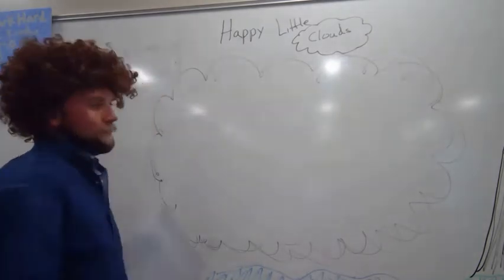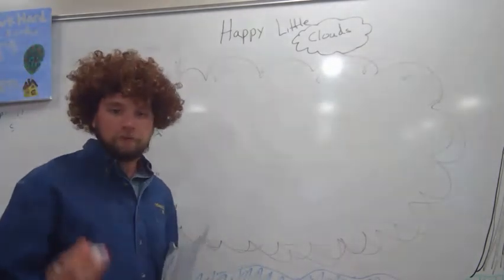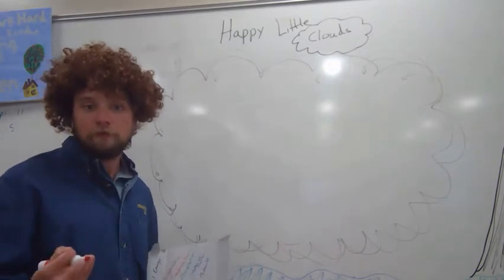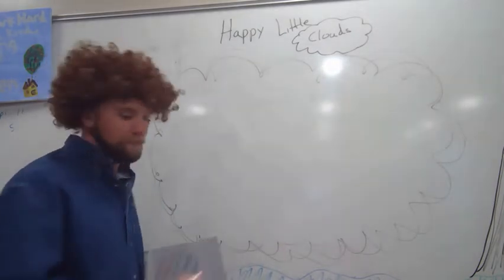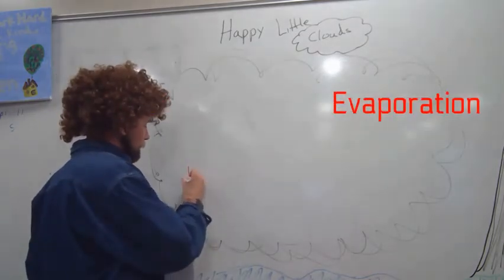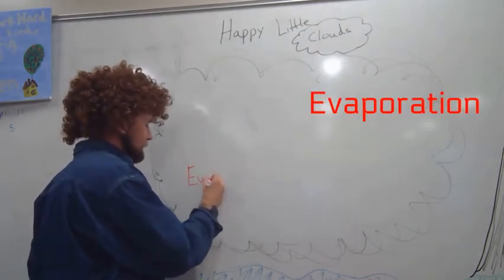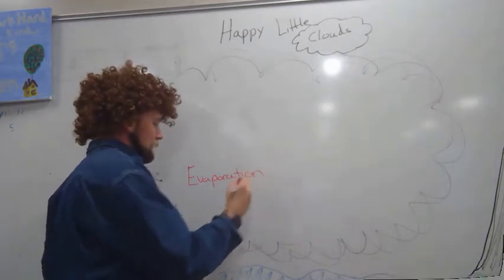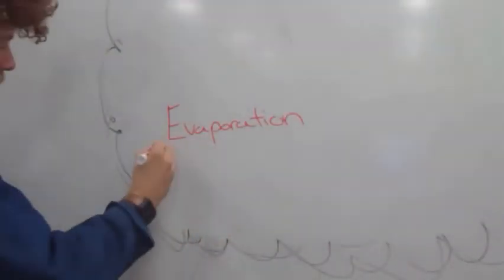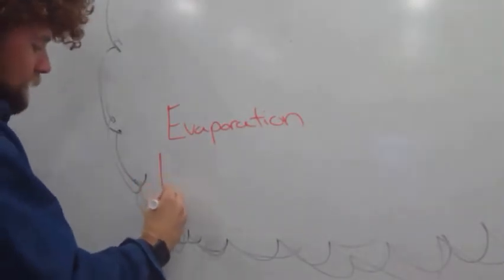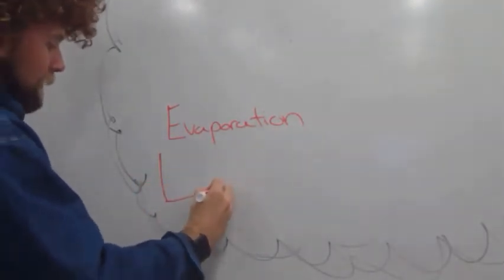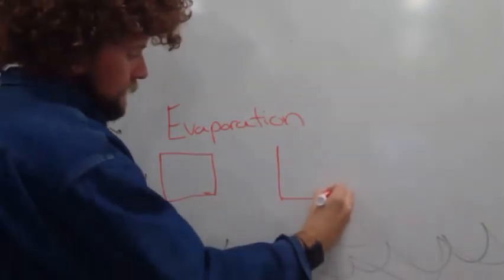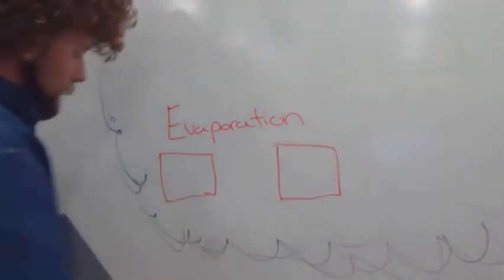Now, in order to make this cloud, we need a couple of things. The first thing that we need to include is some water, especially from evaporation. So I'm going to write in some evaporation here. So what's going on in evaporation is I'm going to draw in two happy little boxes here. Kind of like a before and after.